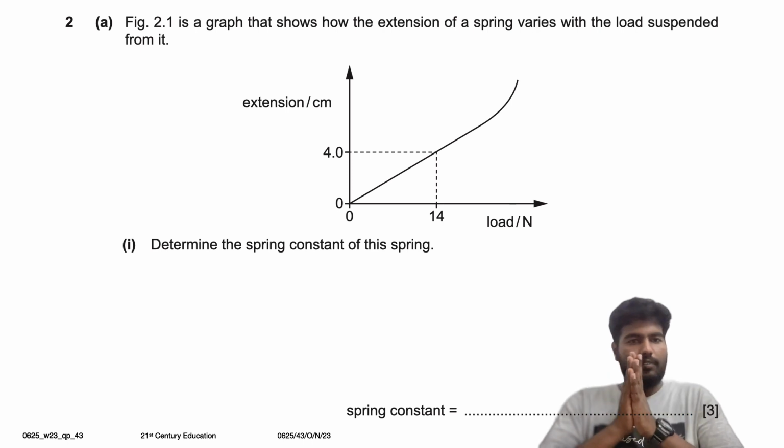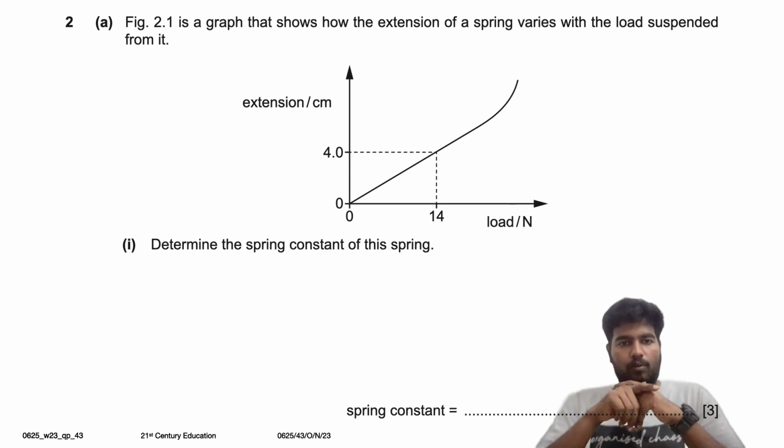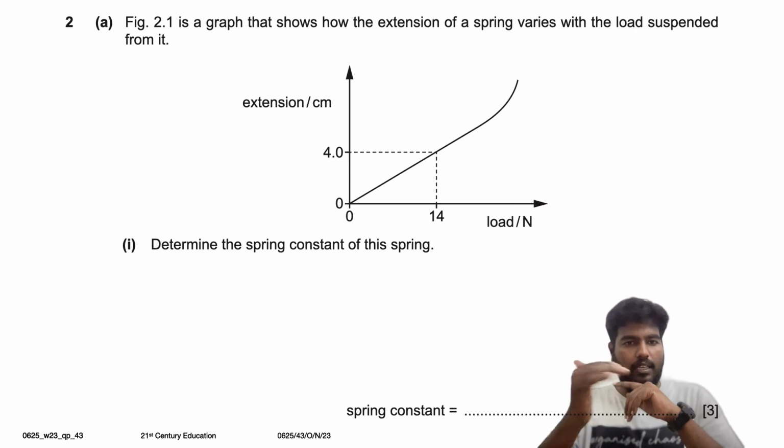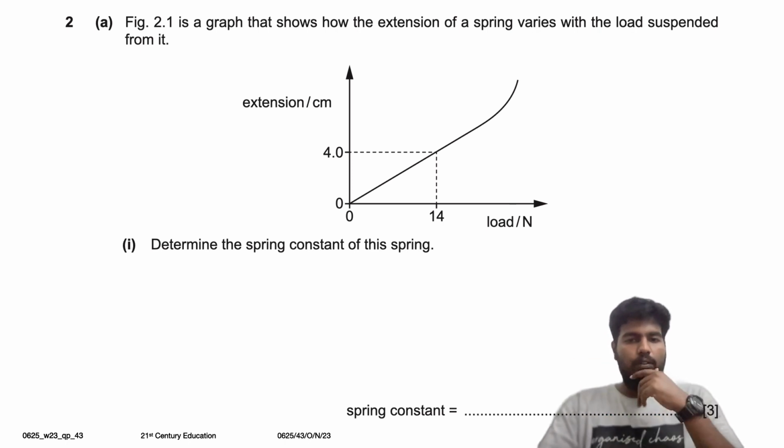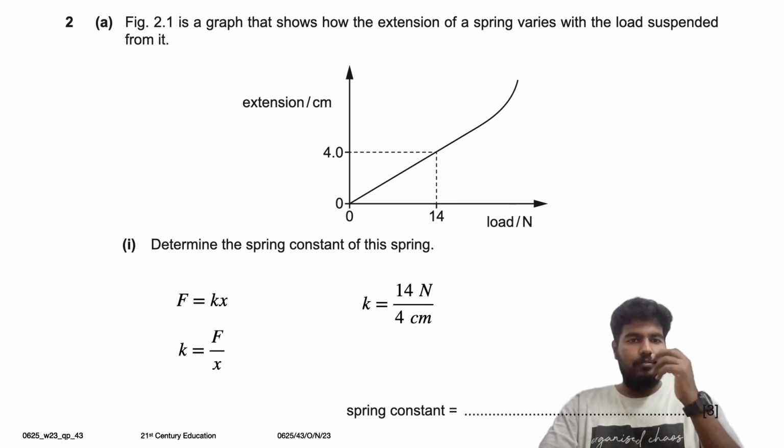Okay, the figure in the graph shows how the extension of a spring varies with the load suspended from it. Determine the spring constant of the spring. They gave one value for load and the corresponding value for the extension. We know the spring equation is F equals K times X, so K is F divided by X. We'll take the force as the load. Load is the force: 14 Newton divided by 4 centimeter. So the answer will be 3.5 Newton per centimeter.